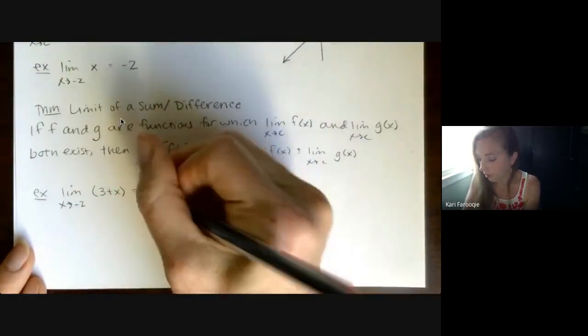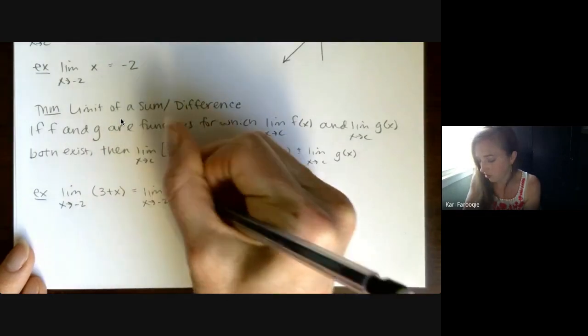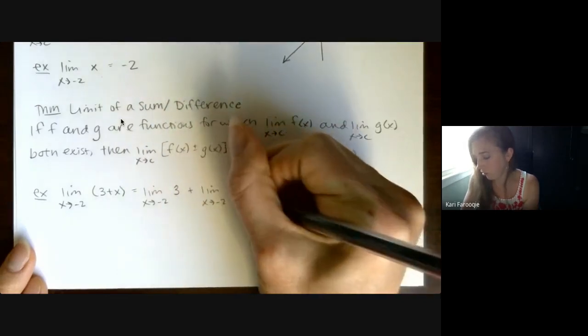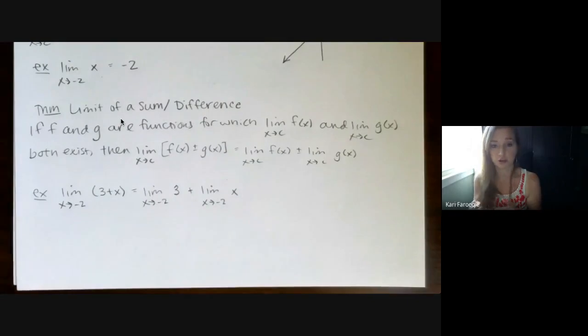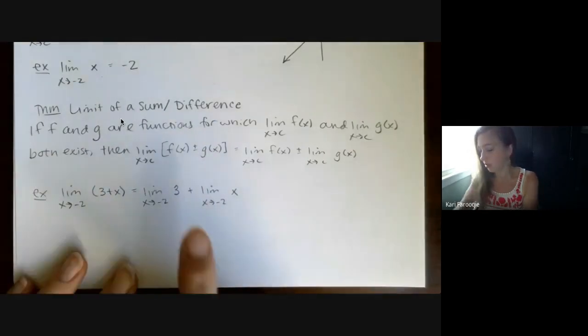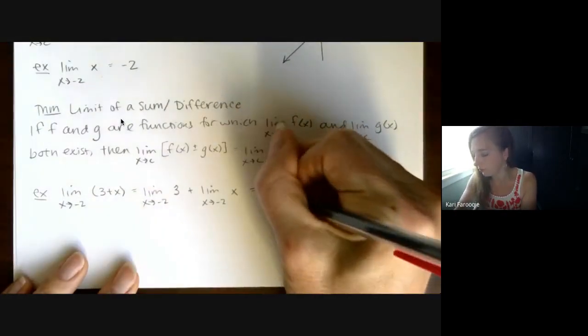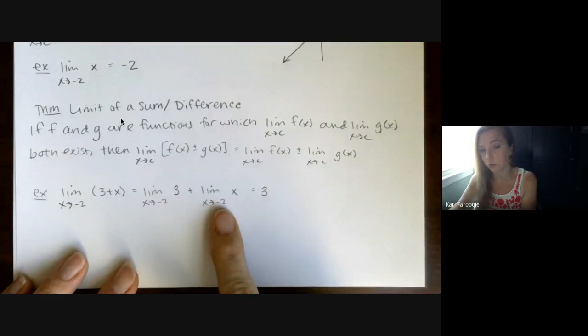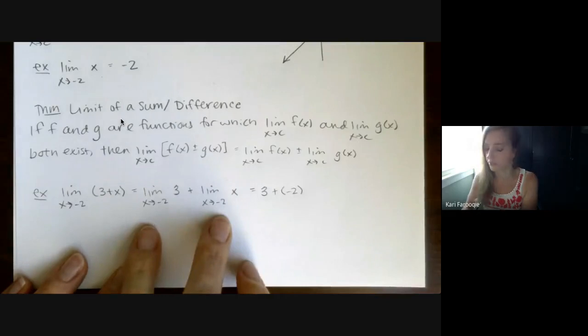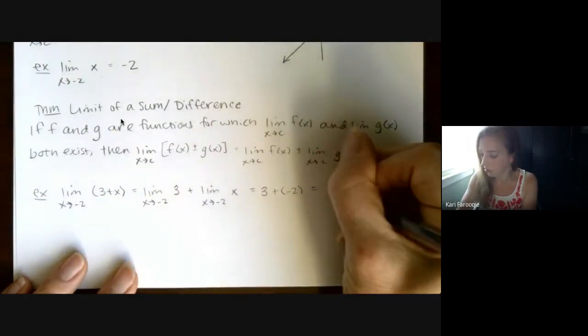To find the limit of this sum, we can take the limit as x approaches -2 of 3 and add that to the limit as x approaches -2 of x. So instead of taking the limit of the sum, I can take the sum of the limits. And now these limits we actually already found in the preceding two examples, but the limit of a constant is always the constant itself. And the limit of the identity function is just whatever value x is approaching. And you're just summing these up. So 3 plus -2 is 3 minus 2, which is 1.